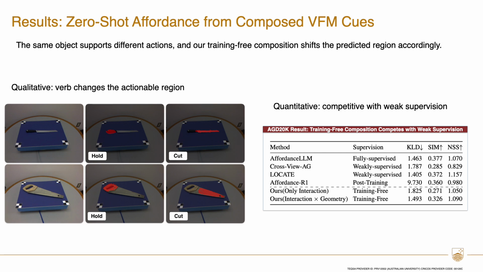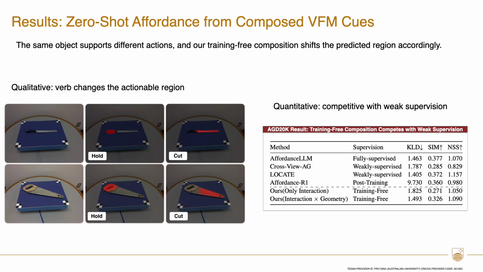Quantitatively, on AGD20K, our training-free composition improves over interaction-only prediction. It also remains competitive with weakly supervised methods, even though we do not train on affordance labels.